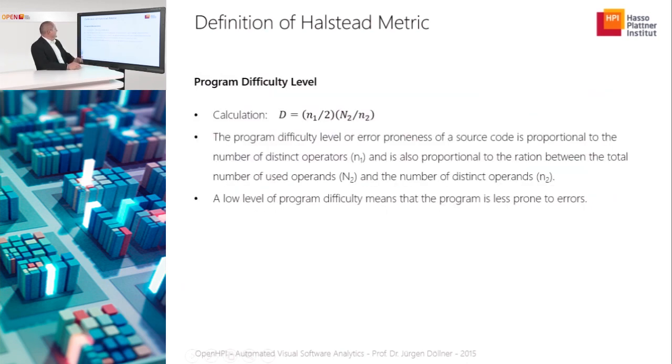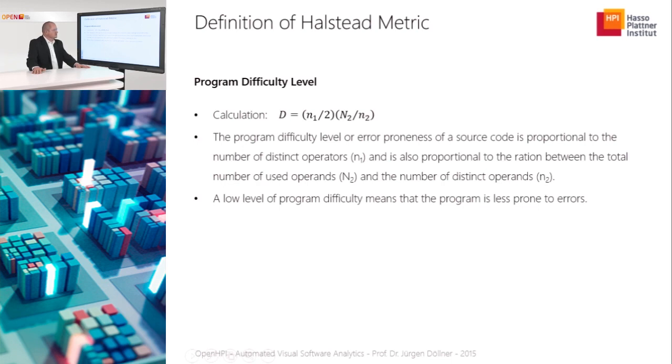Now let's go on to the second level or higher level Halstead metrics. One of them is the program difficulty level, D. It's a measure or level for error proneness of a source code.